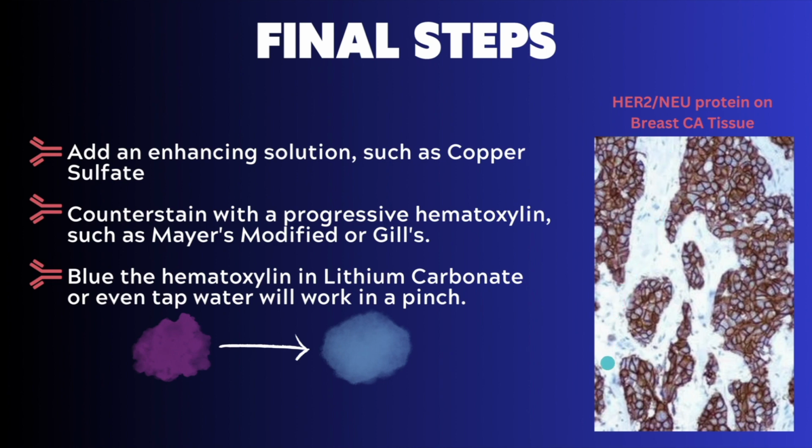Now that that is all done, here is the final product, a beautifully stained section of human breast tissue. The cell surface of the breast tumor is shown in brown, visualized with HER2 antibody. In contrast, we have this beautiful blue background that makes the HER2 signal stand out, which in turn makes it easier for the pathologist to interpret.